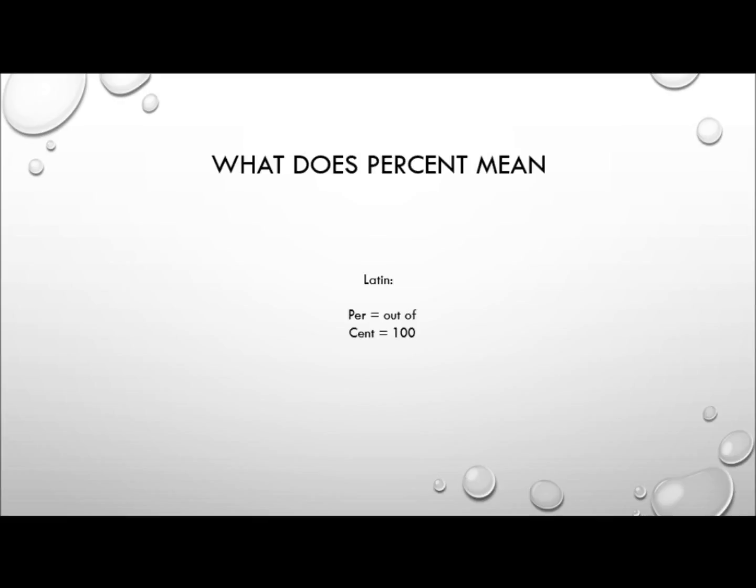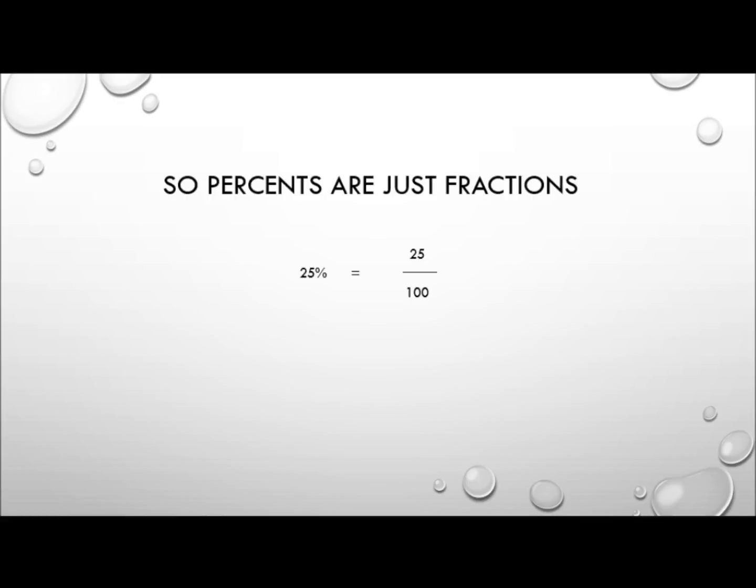Okay, I think percentages become really easy to understand once we know that the word percent actually means out of 100. It's from the Latin per meaning out of and cent meaning 100. So just knowing that, it makes converting percents into fractions a bit of a no-brainer when you think about it, because percents actually are fractions. They're a special type of fraction where the denominator is 100. So 25% means 25 out of 100, or 25 over 100, or 25 divided by 100.